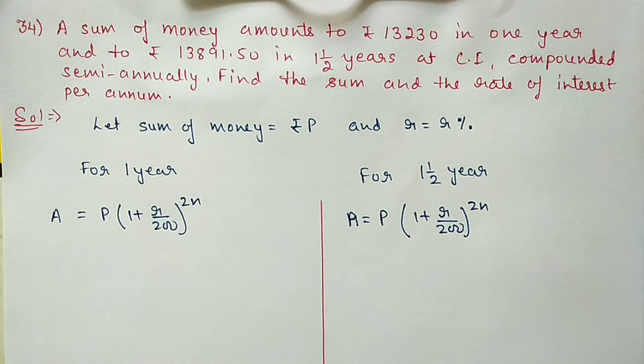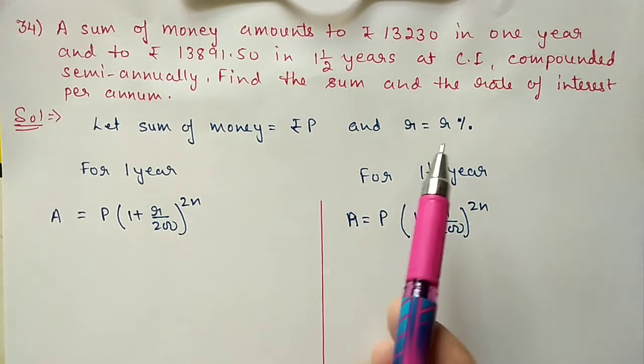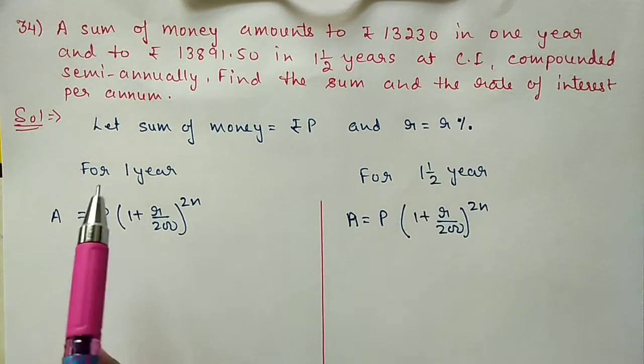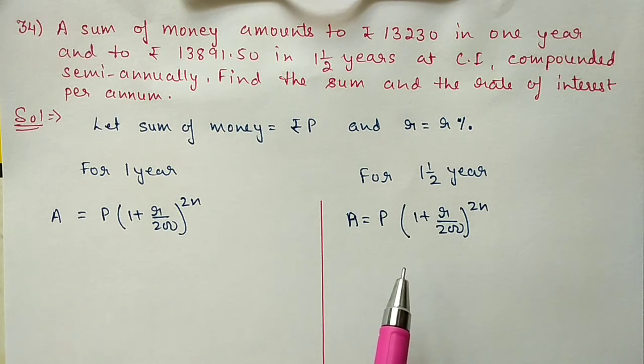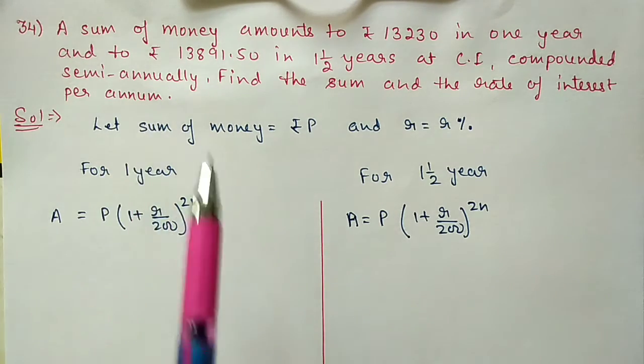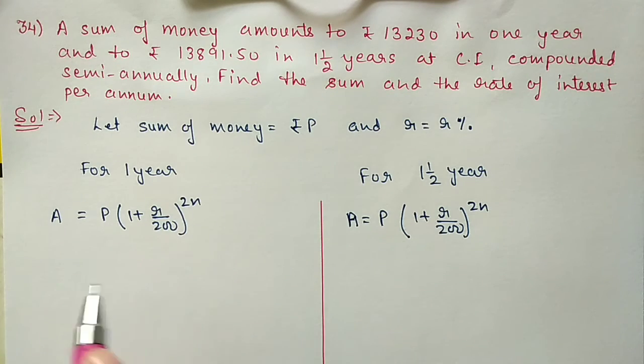Next question number 34. A sum of money amounts to 13,230 rupees in 1 year and to 13,891 rupees 50 paise in 1.5 years at compound interest compounded semi-annually. Find the sum and the rate of interest per annum. So let the sum of money be rupees p and the rate of interest be r%. So first we will do the calculation for 1 year and then 1.5 years. Because it is compounded semi-annually, we will use the half-yearly formula here.